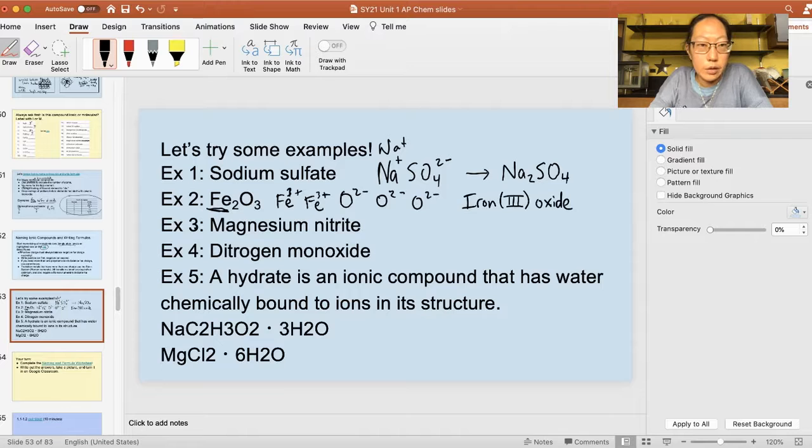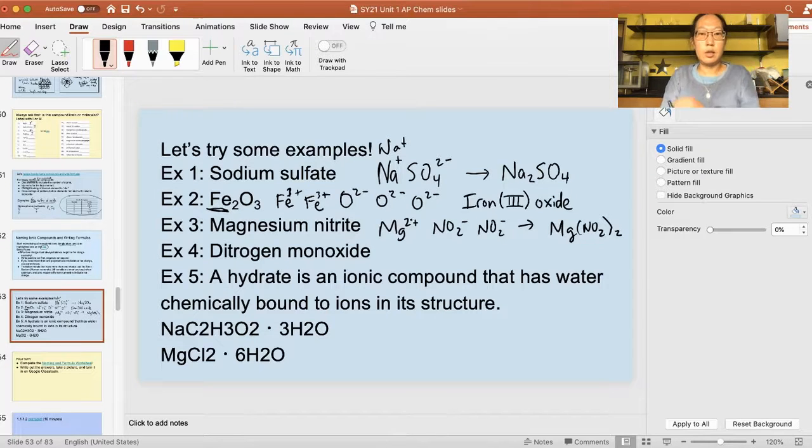Okay, next one, example 3. Magnesium. Again, look up the ion. Mg2+. Nitrite is NO2-. I can see that I need another NO2- to balance out the +2 charge to make -2. So my formula is Mg(NO2)2. And if you like to use the crisscross system, that works perfectly fine too.